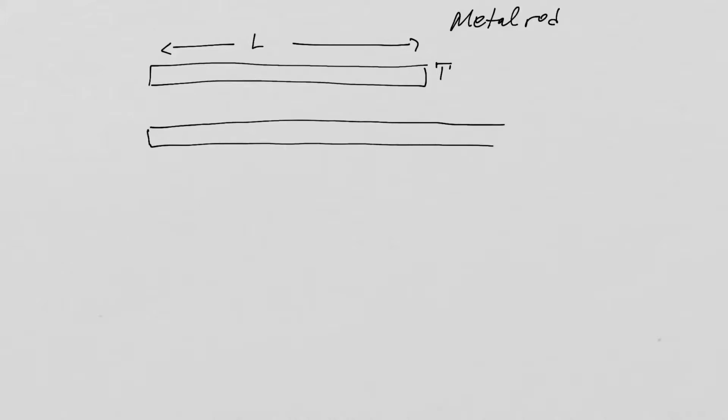So let's consider a metal rod which has length L and is at temperature T. So if I heat that rod, what will happen is the length will increase by the amount delta L, and the temperature will change by delta T.